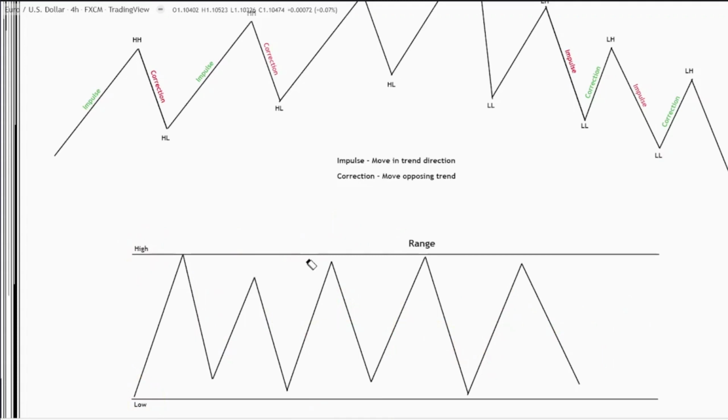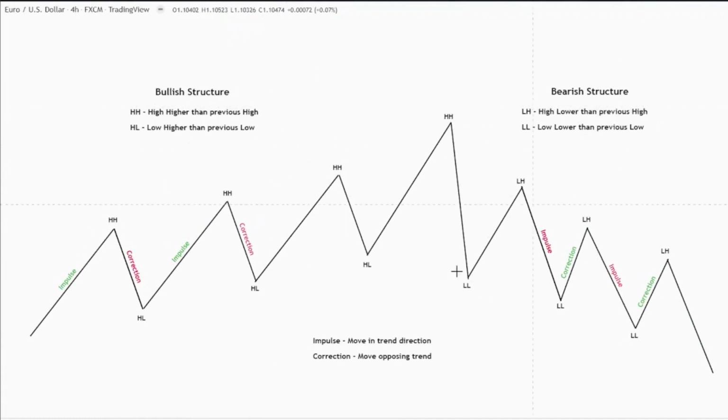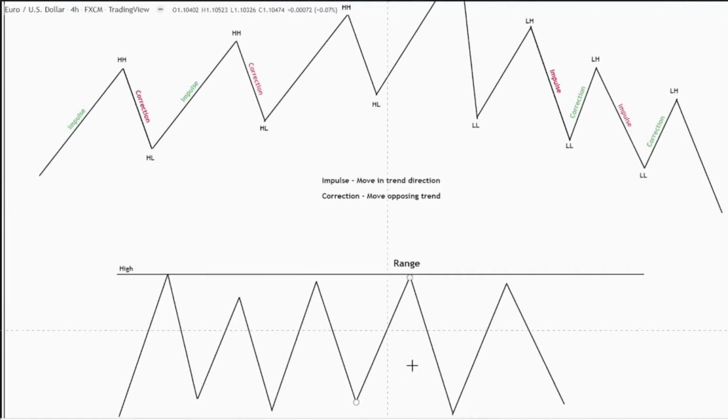Now let's go over to the charts, and I'll show you how these markets look in a real life chart. I'll show you the bullish structure, the bearish structure, and a ranging market.